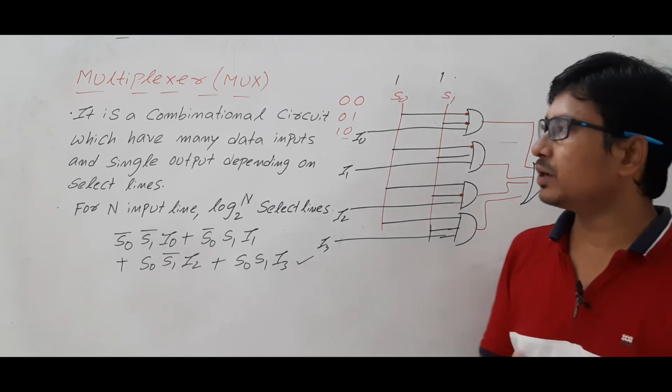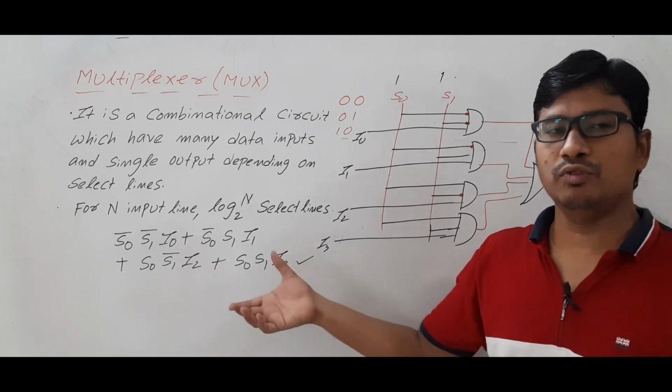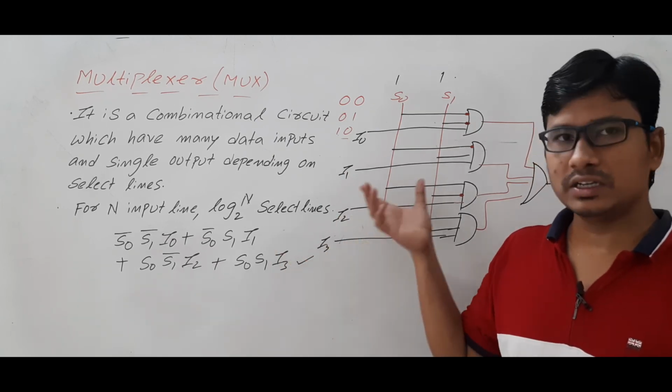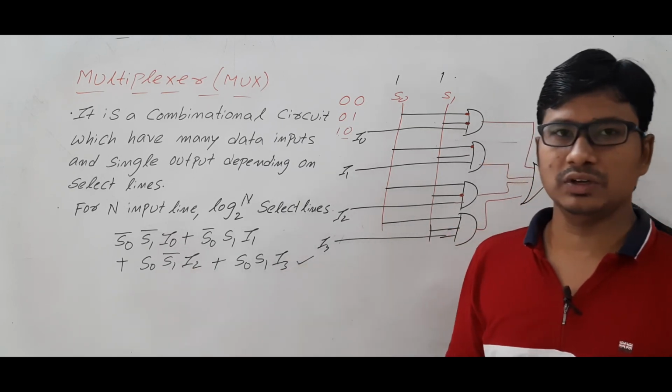Is it clear? So I hope you have understood what a multiplexer is, what the 4x1 multiplexer is, what its truth table is, what its combinational circuit is, and what equation it represents.